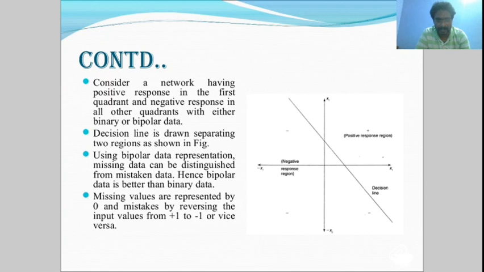Hence, after drawing the decision line, by using bipolar data representation the missing data can be distinguished from mistaken data. Hence bipolar data is better than binary data. The missing values are represented by 0, and mistakes by reversing the input values from +1 to -1 or vice versa.